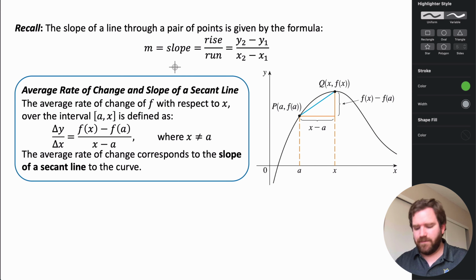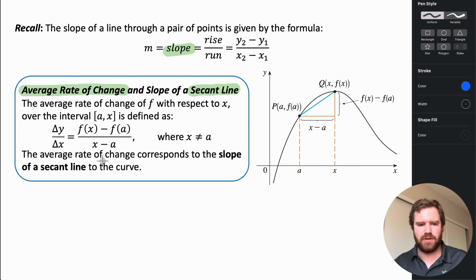Another name for slope that we often will see is average rate of change. They mean the same thing. So average rate of change just represents the slope of a secant line. If you recall, the secant line is just a line that goes through our curve at two different points. If we find the slope of that line, that's what we call the average rate of change of our function over that interval from a to x.